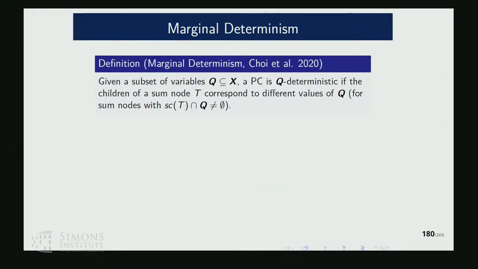And the property is called marginal determinism, meaning if you look at a subset of variables, it's defined in terms of the initial circuit and the partial assignments that you can feed into a circuit. But one way to think about this is that once you've marginalized out all the variables so that you only have Q left, the resulting circuit is deterministic. So that's a way to think about marginal determinism, or Q-determinism particularly.